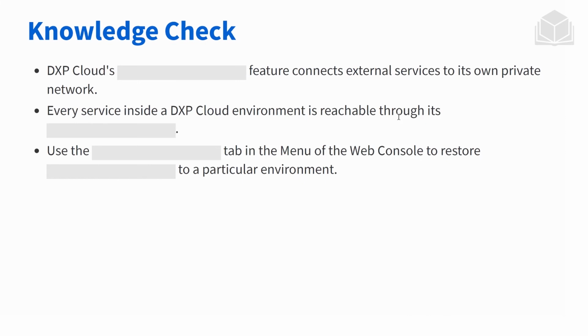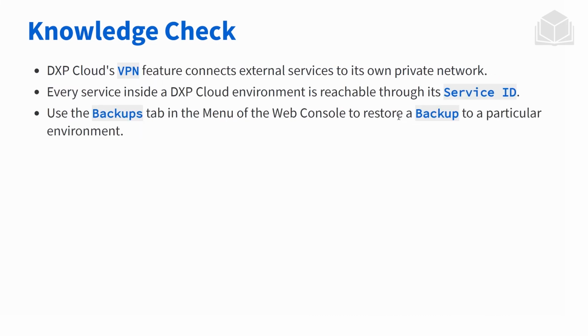So here we are at the knowledge check. Again, if you want to pause the video, feel free to do so, but let's go ahead and fill out these blanks. DXP Cloud's VPN feature connects external services to its own private network. Again, just do that over the web console. Every service inside of DXP Cloud environments is reachable through its service ID. And finally, use the backup tab in the menu of the web console to restore a backup to a particular environment.